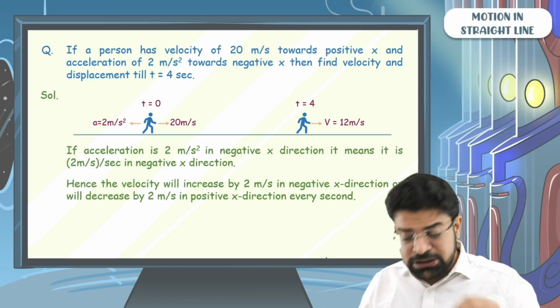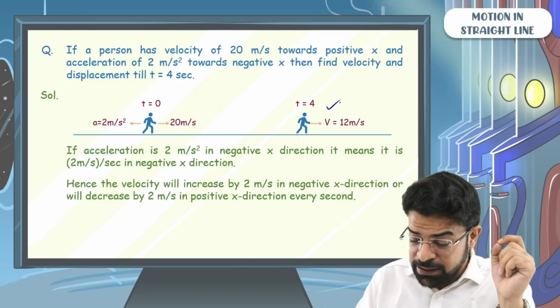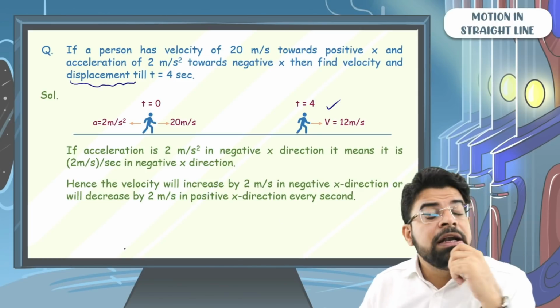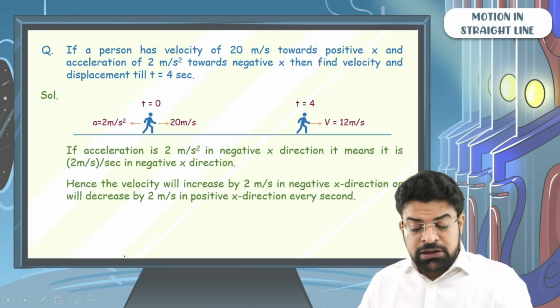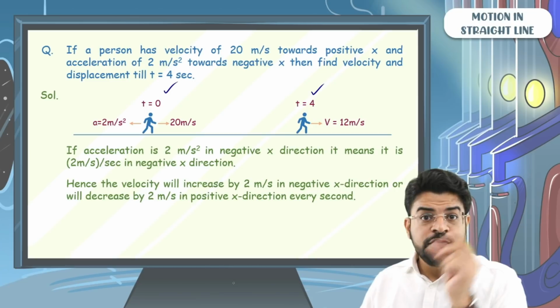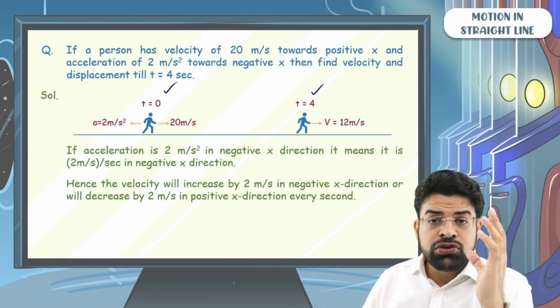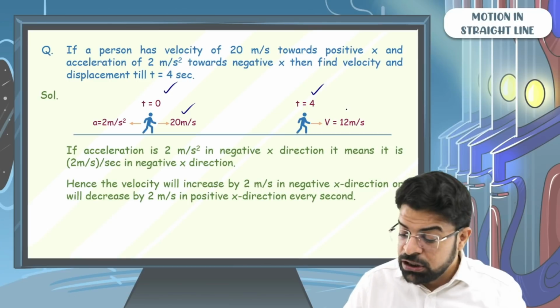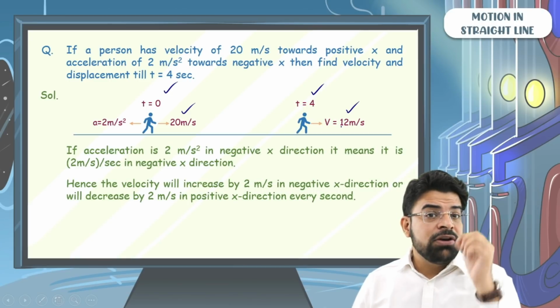Now our mission is not at all to find the velocity at time equals 4. Our mission is to find the displacement till time equals 4. So for this 4-second time frame, from time equals 0 till time equals 4, what should I take the velocity to be? Should I take it as 20? No, sir, that was the initial velocity. Should I take it as 12? No, sir, that is the velocity at the very end.